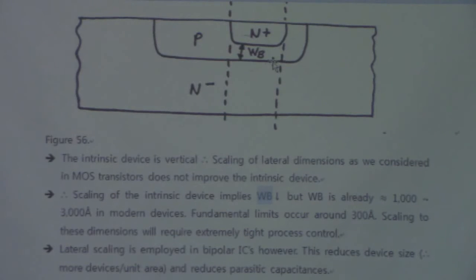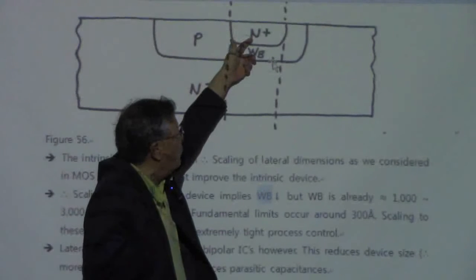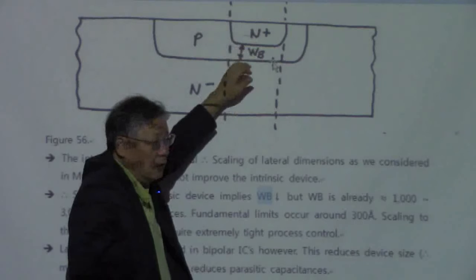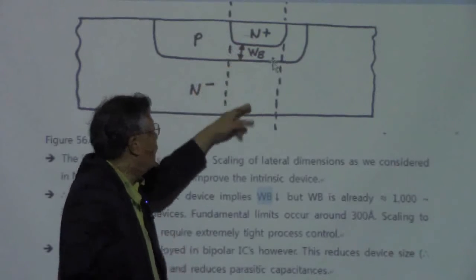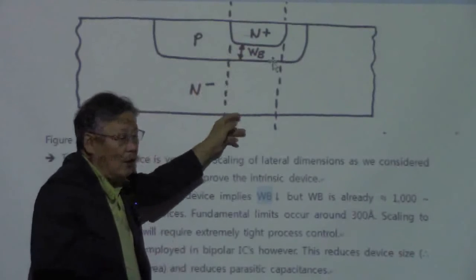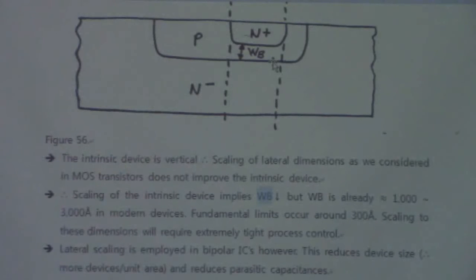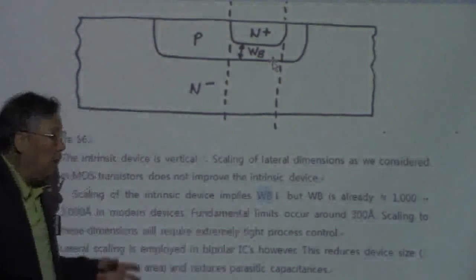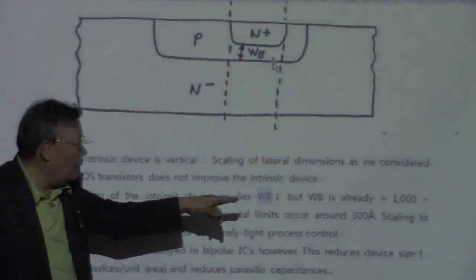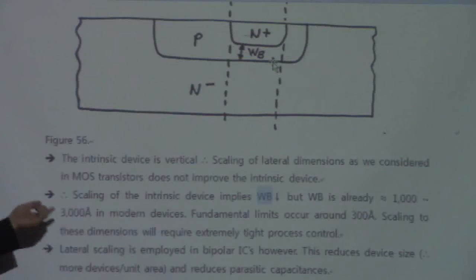We have seen that if you make this thing long, then the injected electrons, which have to cross the base space charge region and the base neutral regions to reach the collector, it is not good if you have a big base width, right? So the scaling is naturally related to the reduction of the base width, but the base width is already 1,000 to 3,000 angstrom in modern devices.